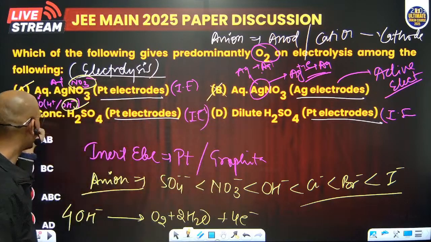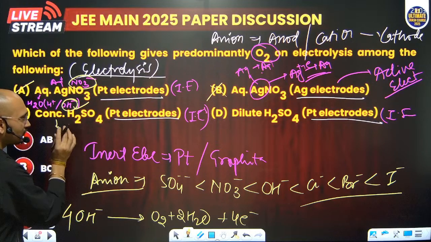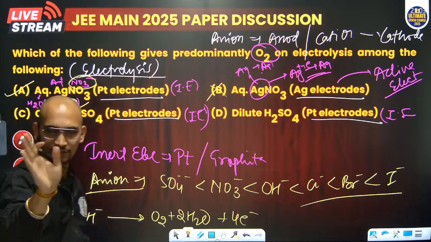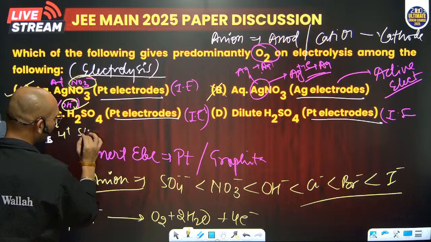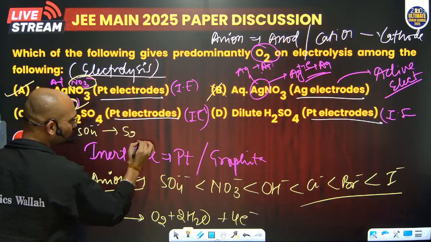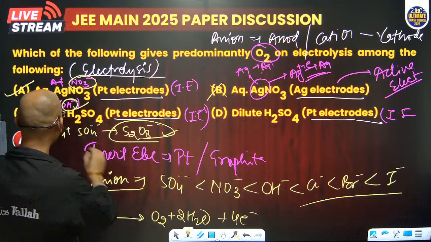What about C? Concentrated H2SO4. What about concentrated H2SO4? Because it is concentrated, you will not consider water here. You will consider only H plus and sulfate. Sulfate goes to S2O8 2 minus. So it gives S2O8 2 minus. Of course, it is not going to be the correct answer.